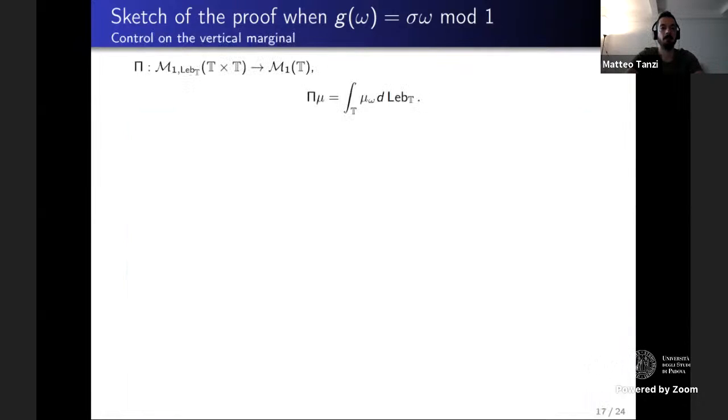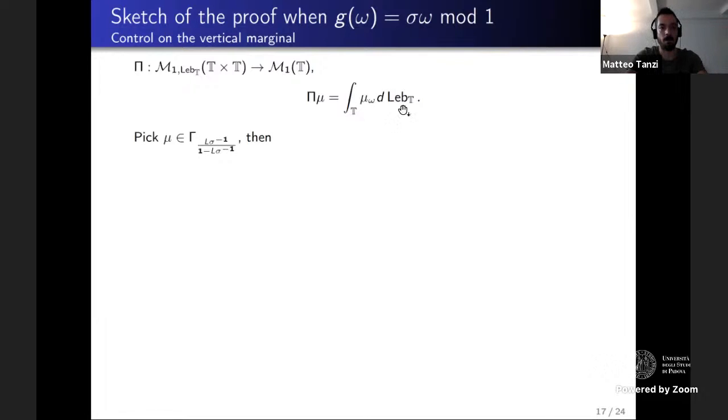So how do we proceed? The statement of the theorem is a statement about being able to control the marginal of measures under evolution, under push forward. So, sorry, not the horizontal, the vertical marginal. So this pi here is the vertical marginal that, given a measure mu with disintegration mu omega, we can express with this formula. It's just going to be the average of mu omega with respect to the Lebesgue measure.